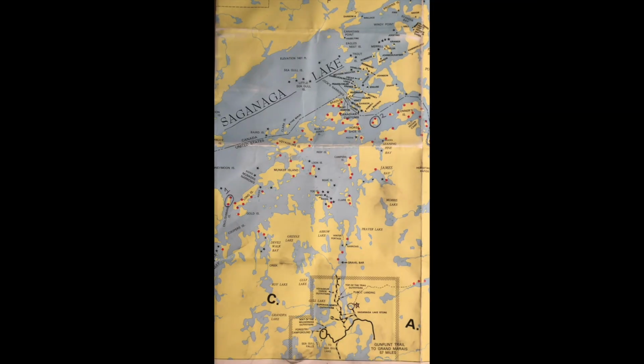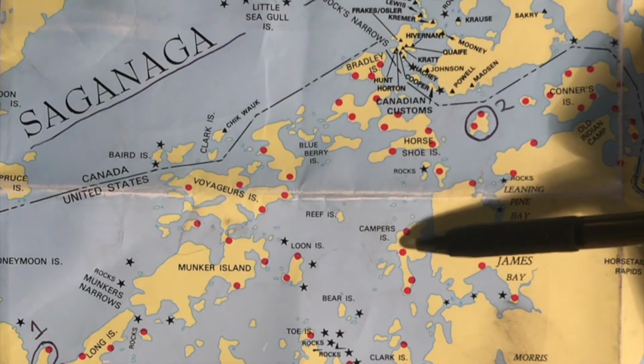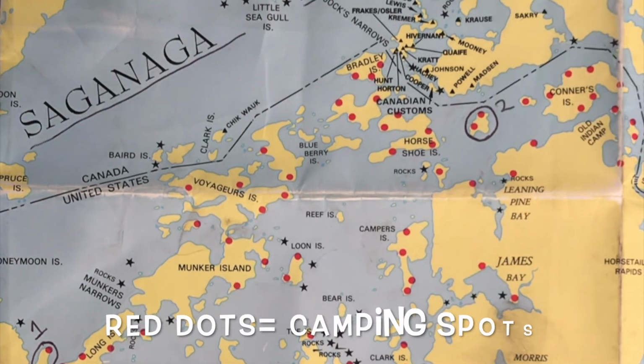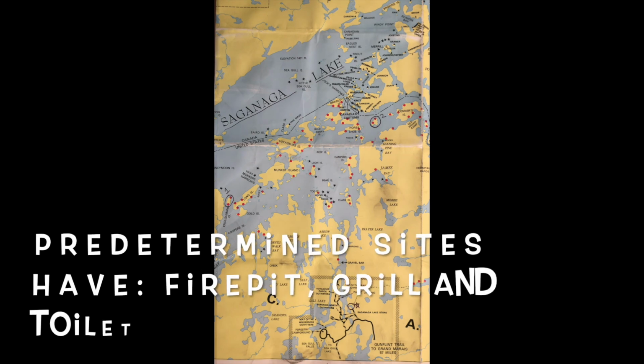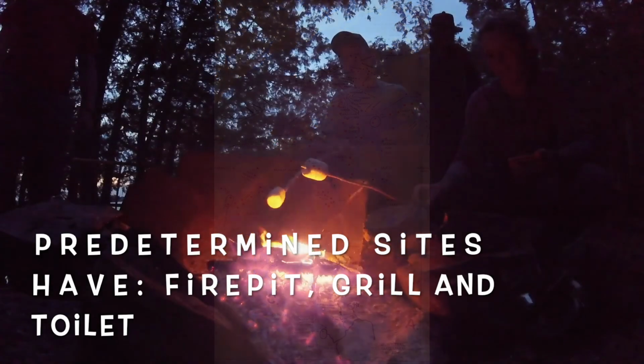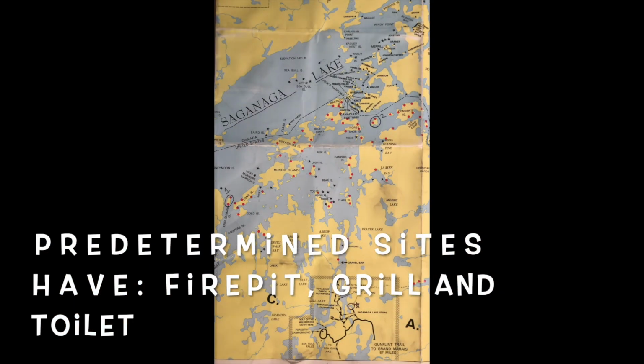Looking at the map or chart, all these little red dots pockmarked throughout the map are predetermined camping spots that they have for you at Lake Saginaga. A lot of those predetermined campsites have a pre-made fire pit and a grill for cooking. A lot of them will have a camp toilet as well, so you don't have to bury your own poop or anything like that.